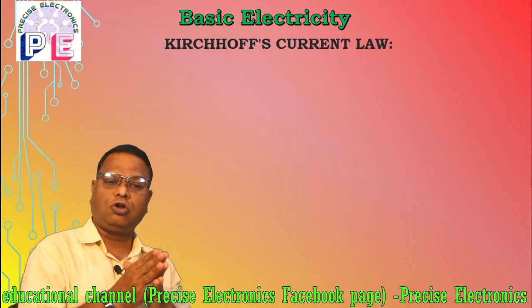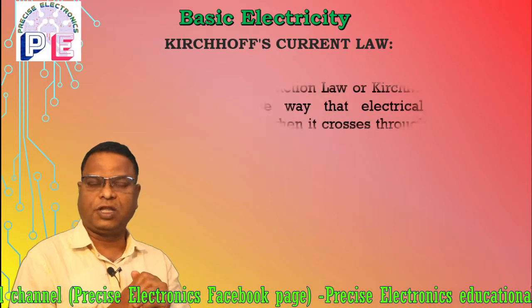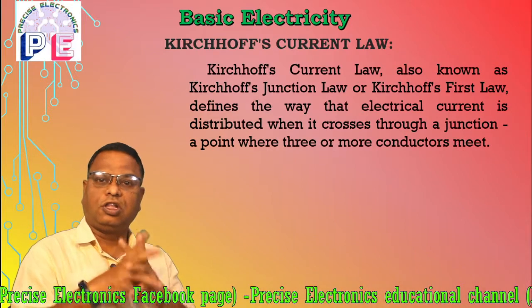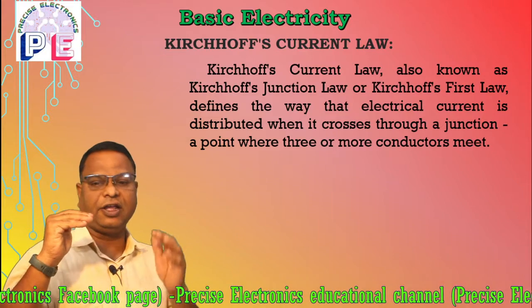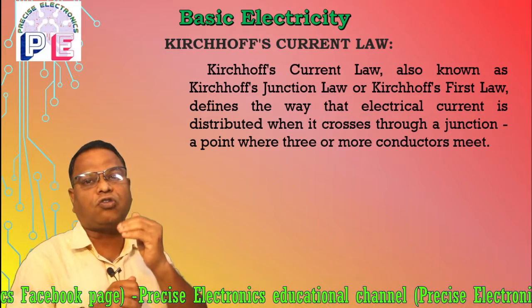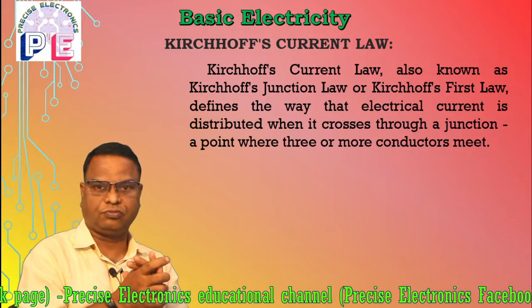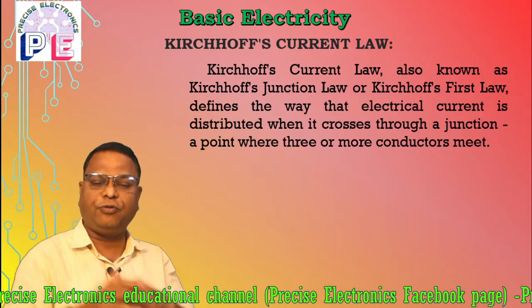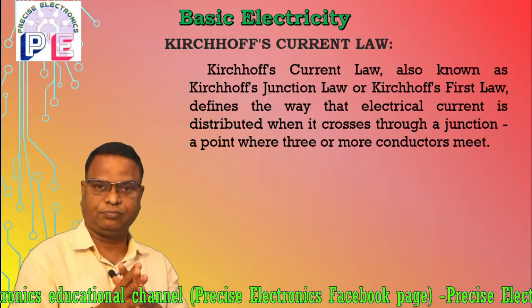Kirchhoff's current law is also known as Kirchhoff's junction law, and actually it is Kirchhoff's first law. This law defines the way that electric current is distributed when it crosses a junction. So what is a junction? A junction is a point at which three or more conductors meet.